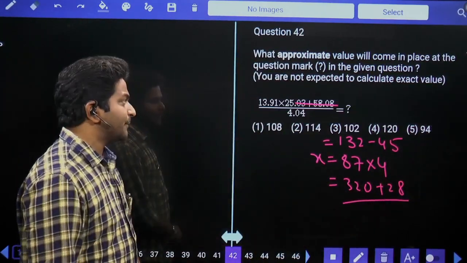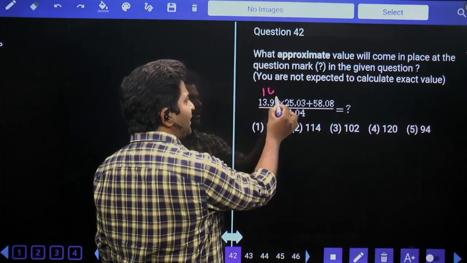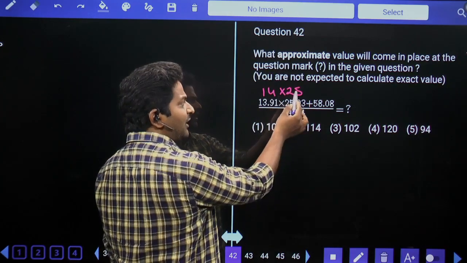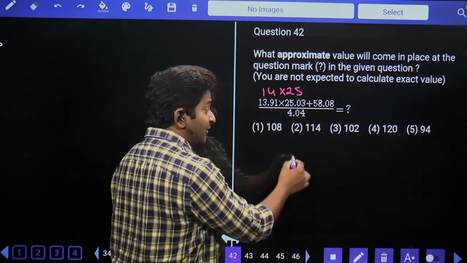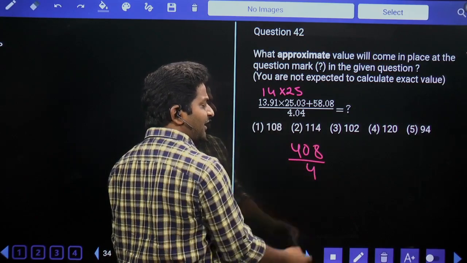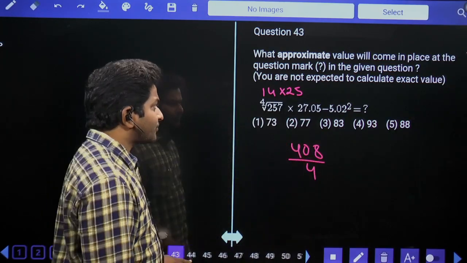First option answer. Now when you observe this, 14 into 25. 25 10 times is 250, 25 4 times is 100, total 350, plus 58, 408, divided by 4.04, treat it as 4. 408 by 4 is 102, third option answer.